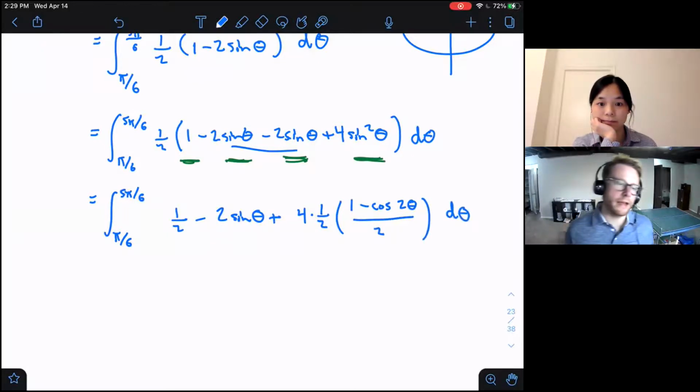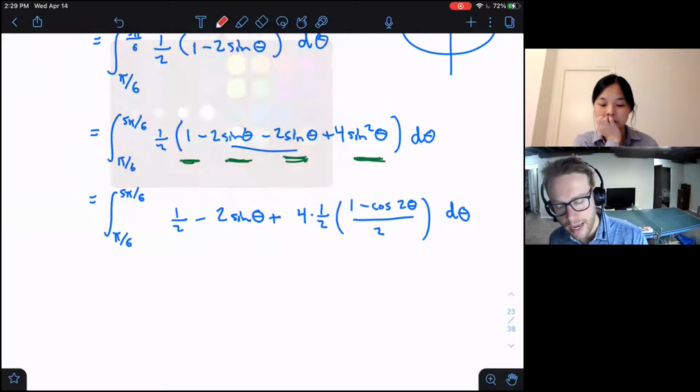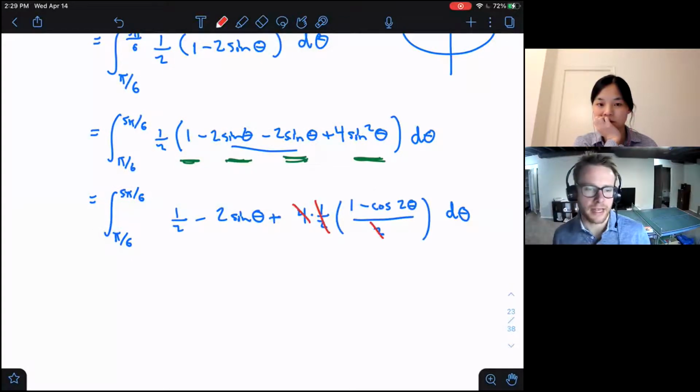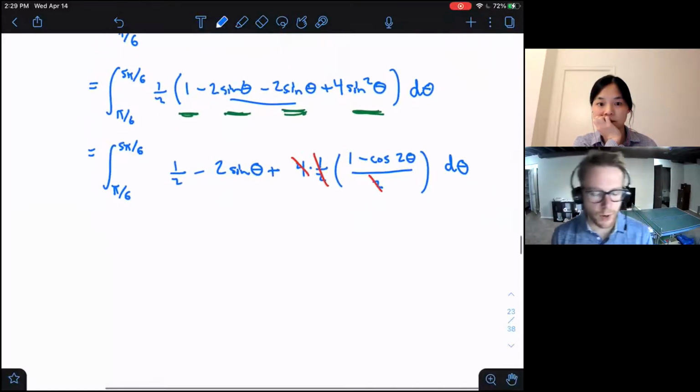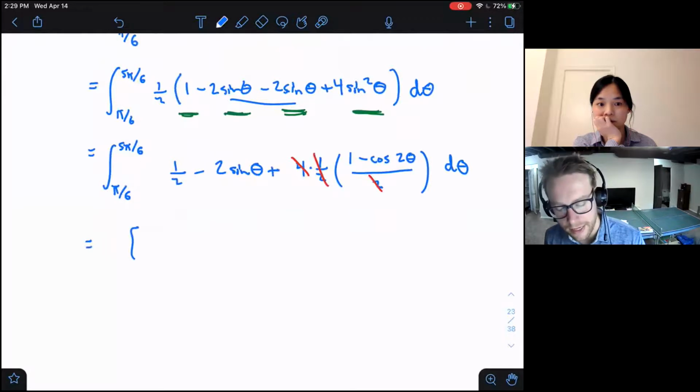So I combined my like terms, I multiplied through by my 1/2, and I used my power reduction rule. We can even see that there's a little bit more cancellation. We have a 4 and a 1/2 and another 1/2. So that's going to perfectly cancel out and just give 1 here. All right, now at this point, I think that we're finally ready to take the integral.